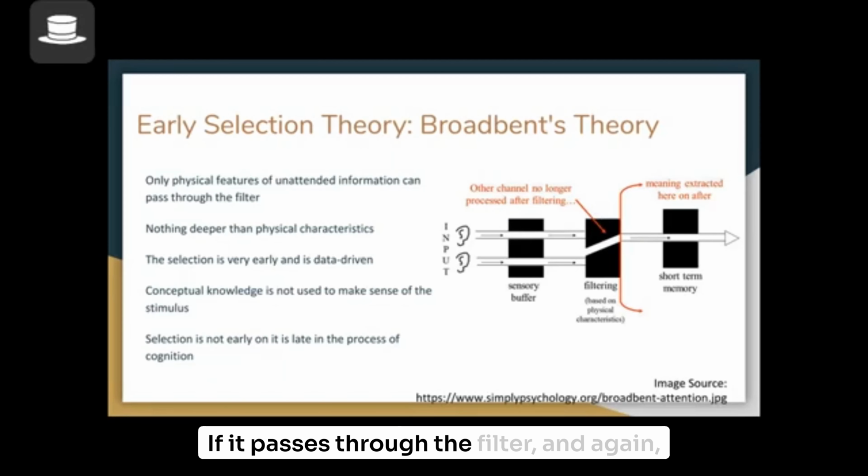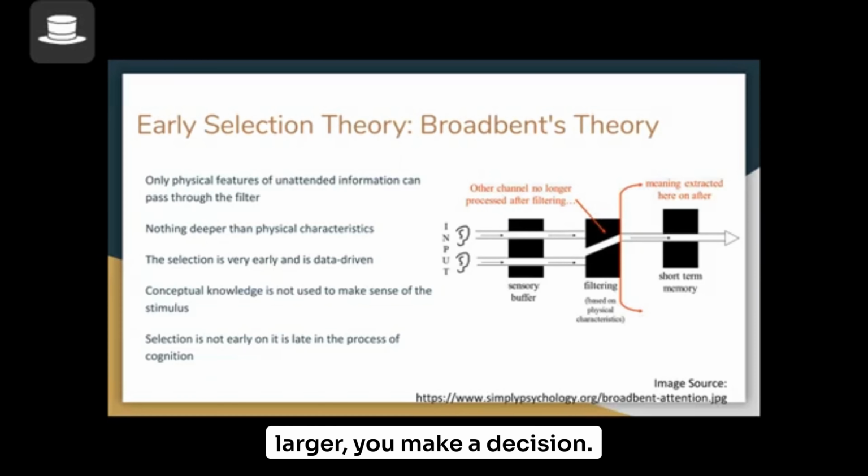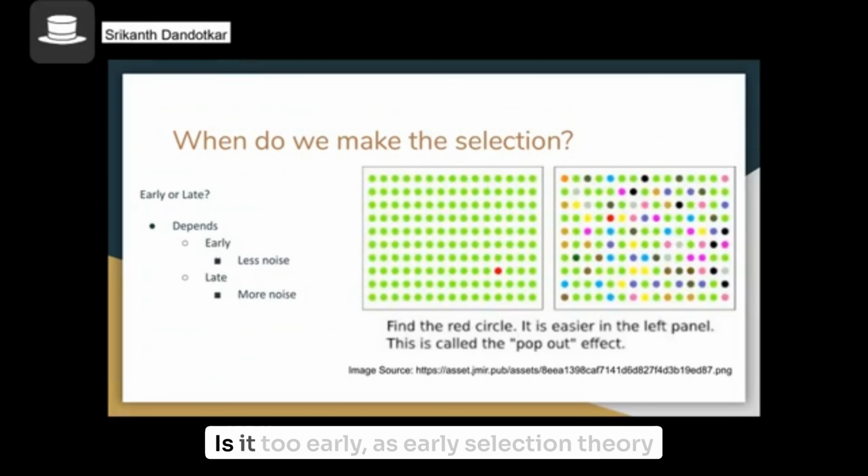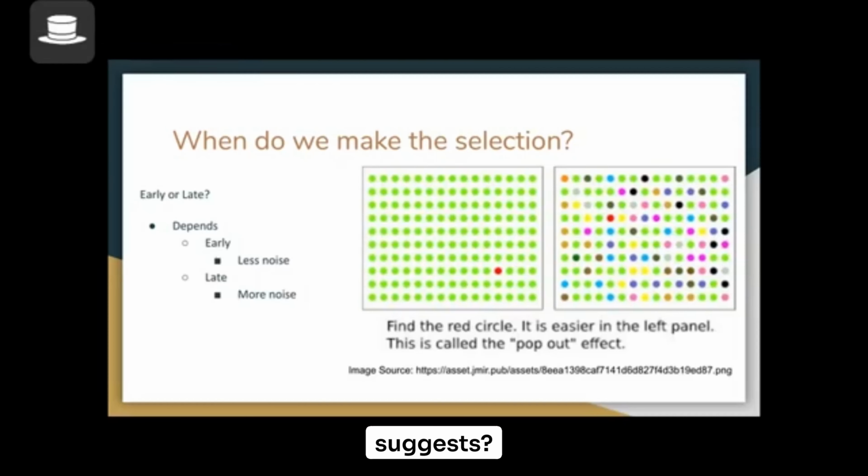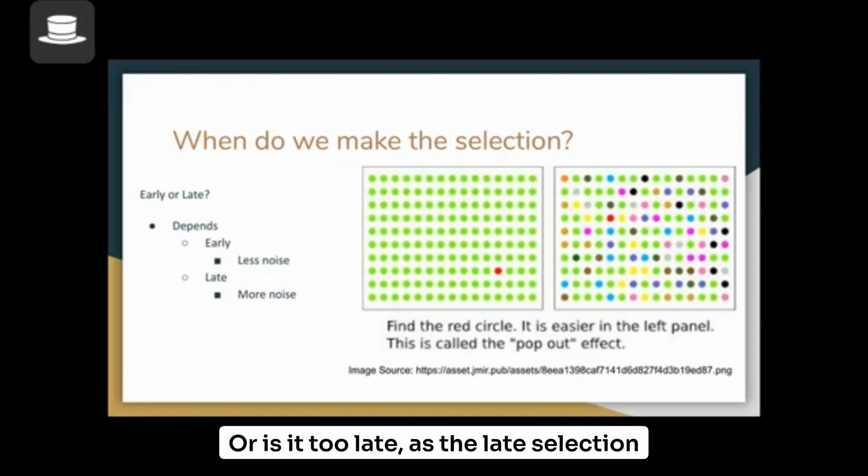If it passes through the filter, and again, this is an analogy, if the features are similar, smaller, or larger, you make a decision. Well, when do we make the selection then? Is it too early, as the early selection theory suggests, or is it too late, as the late selection theory suggests? Well, now we know that it depends.